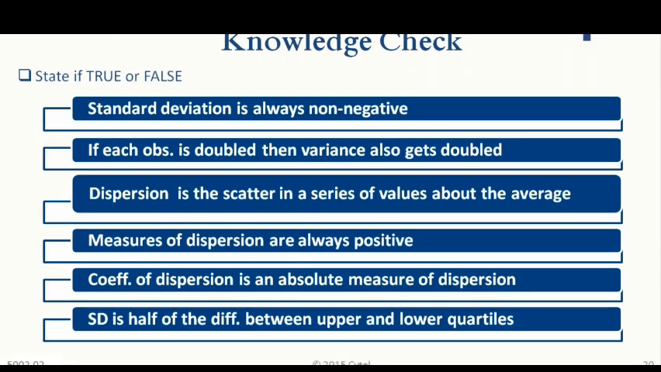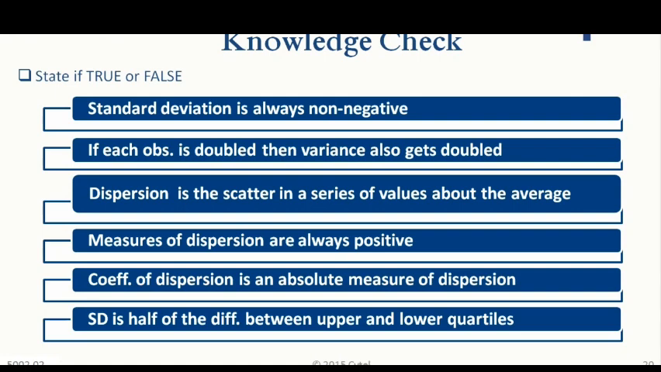So now if each observation is doubled, then the variance also gets doubled. What do you think? When each observation is doubled, that means you multiply it by 2, or you add the same observation to that. I will tell you the answer, you can verify yourself. The variance will be multiplied by 4. The standard deviation will be multiplied by 2. That means standard deviation gets doubled. You can check in Excel.